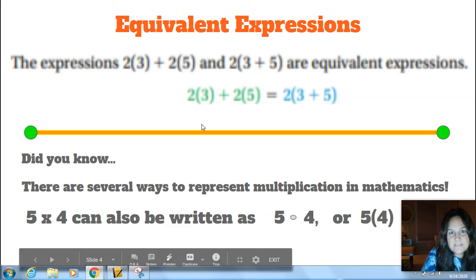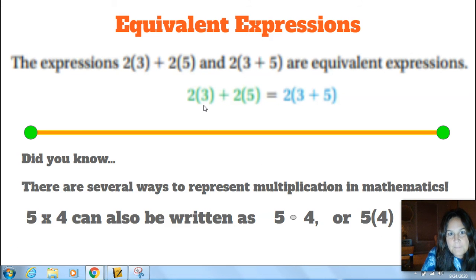Just in case you weren't sure about that, when you look up here, this means 2 times 3, and this means 2 times 5, and this 2 being next to these parentheses means 2 times 8, or 2 times 3 plus 5.